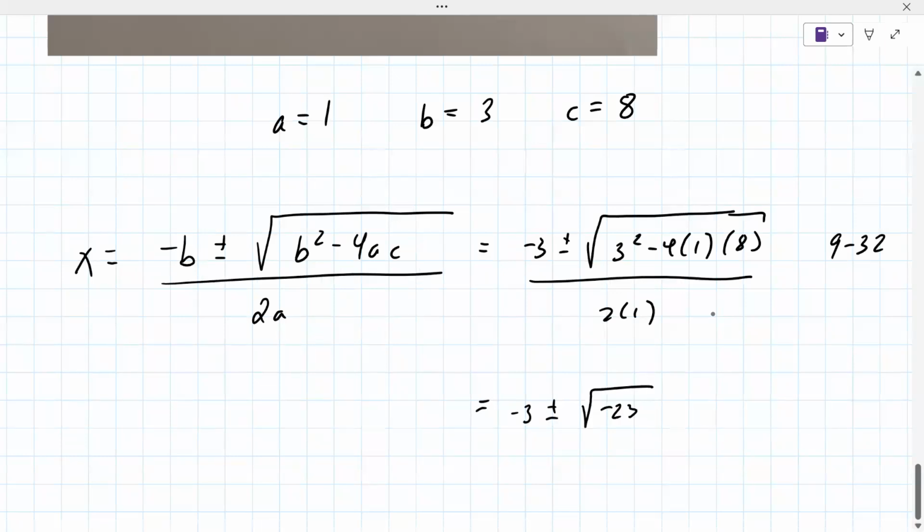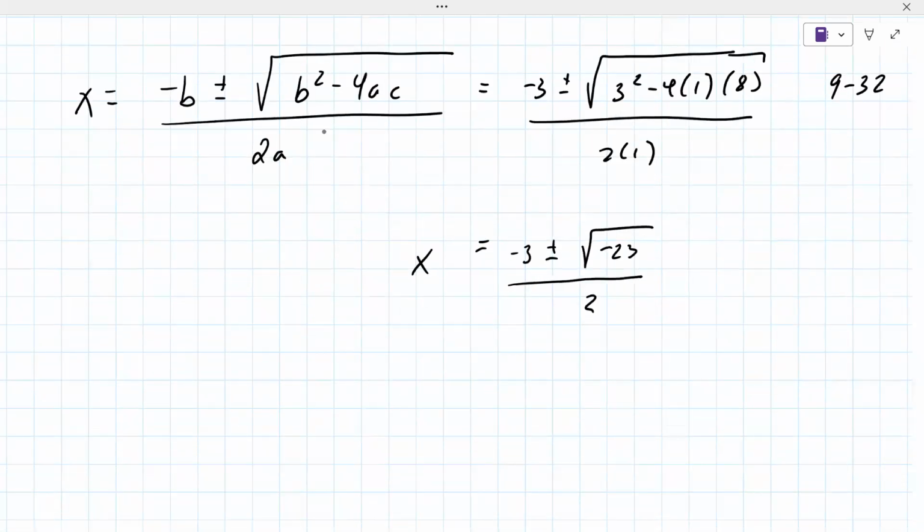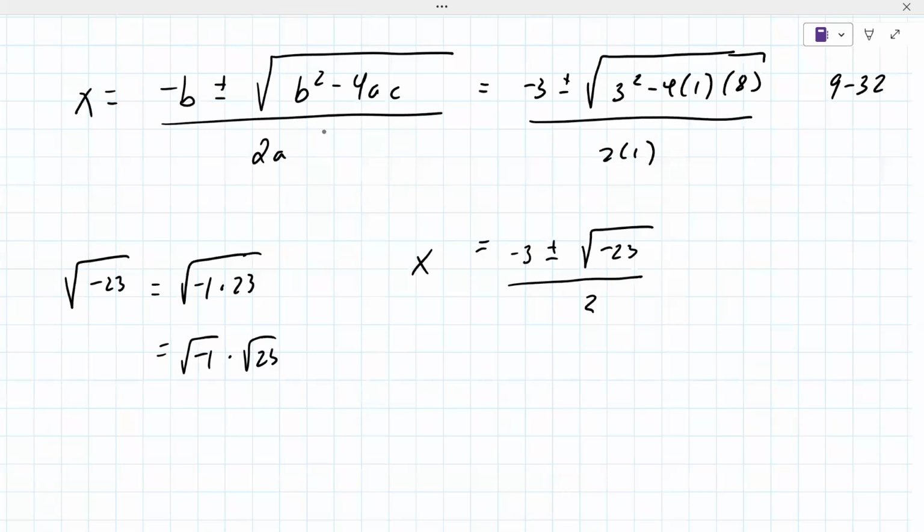Square root of negative 23 over 2. Okay. Now, square root of negative 23 is the square root of -1 times 23, which becomes the square root of -1 times the square root of 23. Can you tell me what the square root of -1 is? That was something you would have seen in your notes for this chapter.